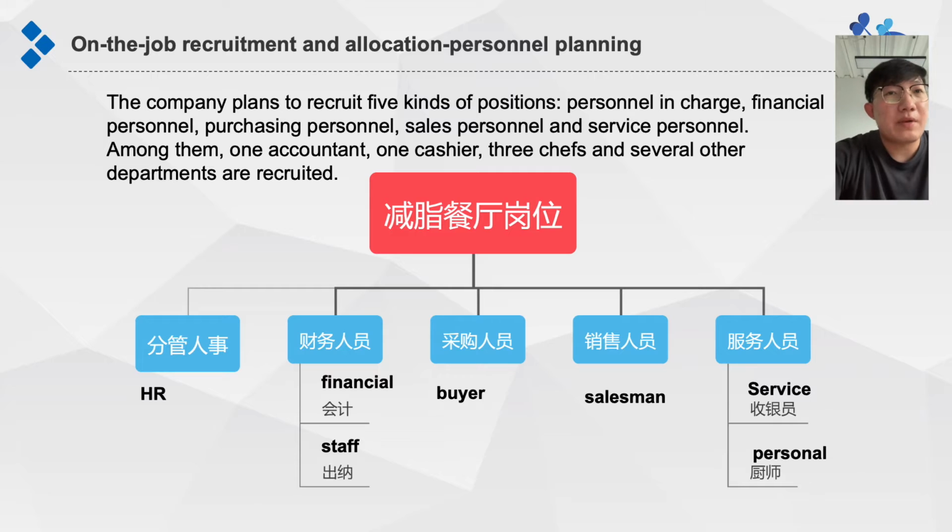And the next step is the company plans to recruit 5 kinds of positions: personnel in charge, financial personnel, processing personnel, sales personnel, and several service personnel. Among them, one accountant, one cashier, 3 chiefs, and several other departments are recruited. And we have different positions here.